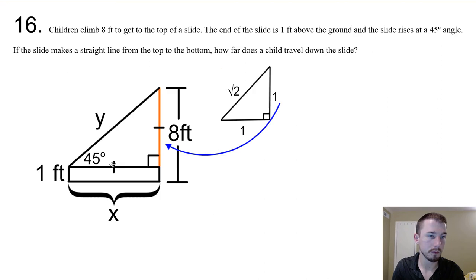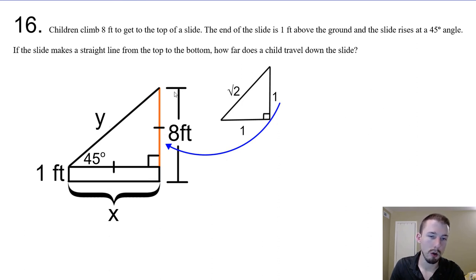There we go. Number 16. Children climb 8 feet to get to the top of the slide. The end of the slide is 1 foot above the ground, and the slide has an angle of elevation of 45 degrees. If the slide makes a straight line from the top to the bottom, how far does it travel down the slide? All right, so that's going to be the hypotenuse length.